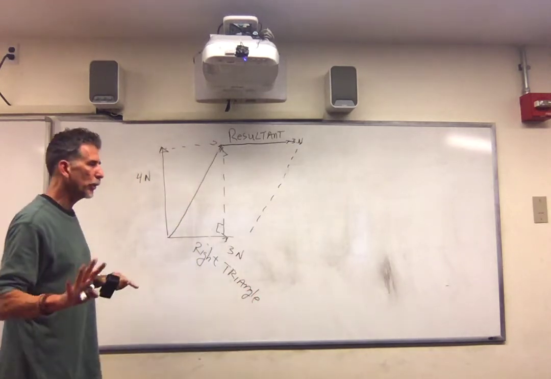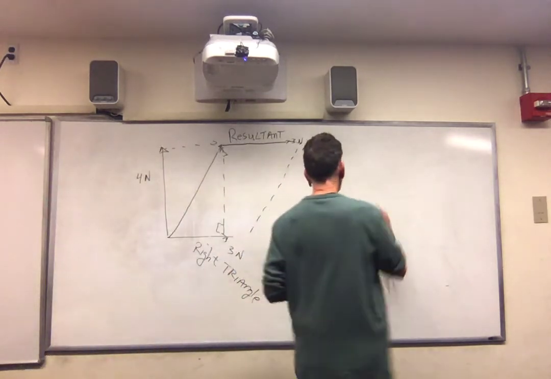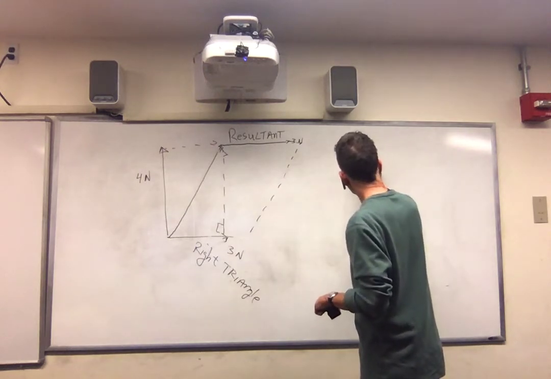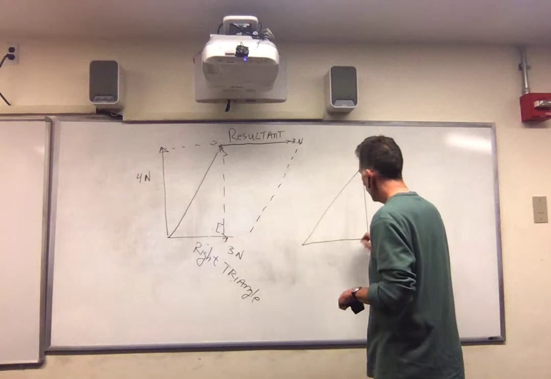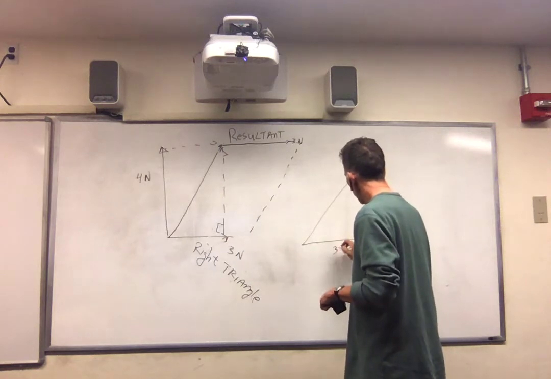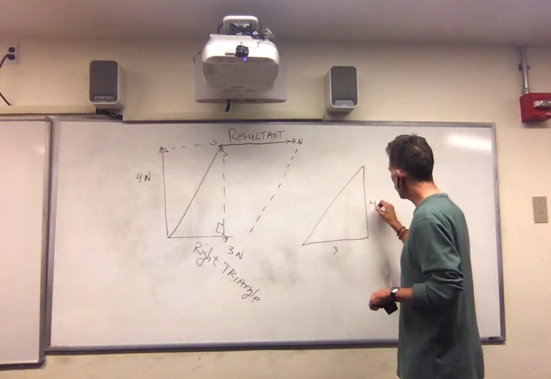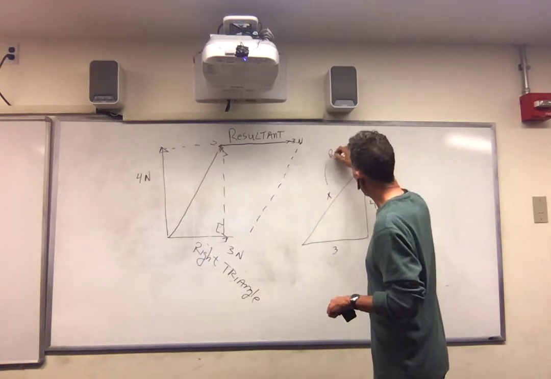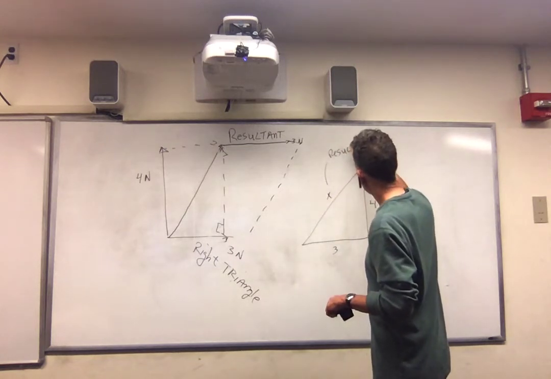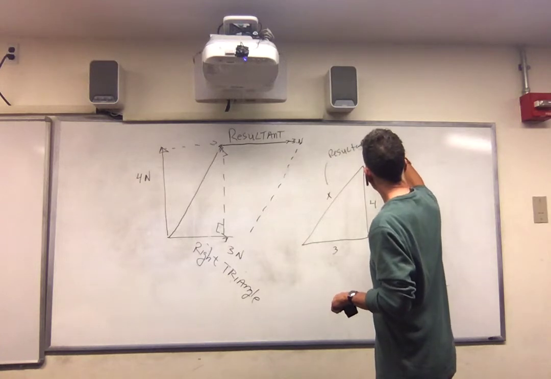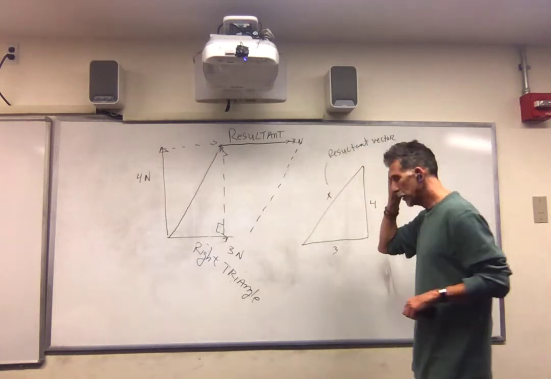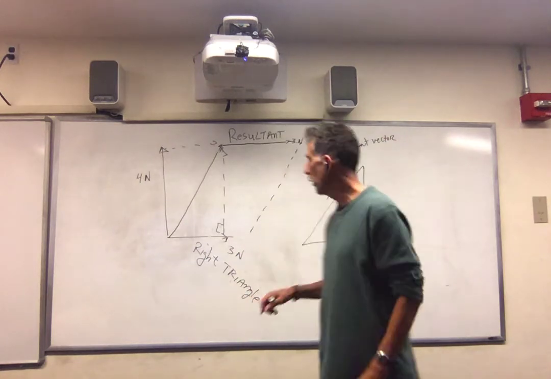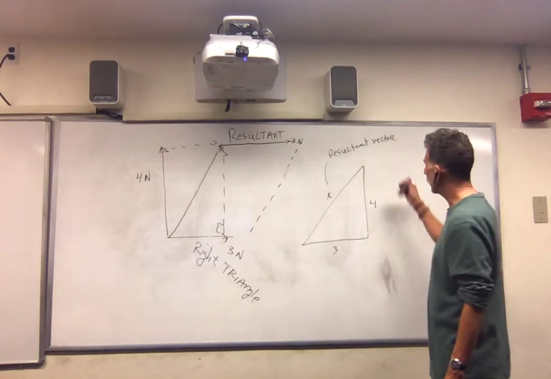So I'm going to redraw this in a way that may look familiar. So again, it doesn't matter. This is 3 newtons, and this is 4. I'll call this x. What is x? X is the resultant vector that we're trying to find. Hopefully, you have some memory of this from high school. Here, we have to use a theorem.